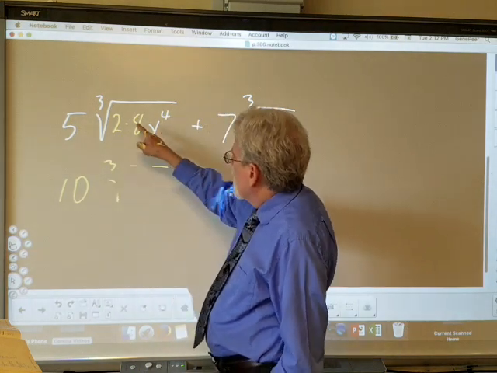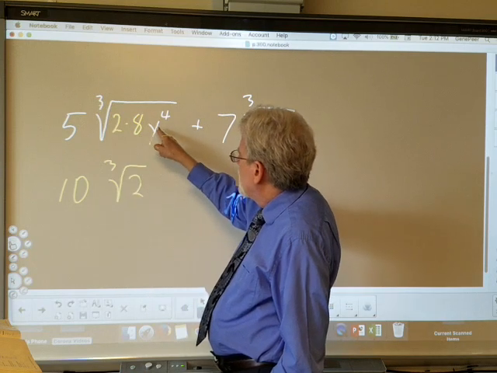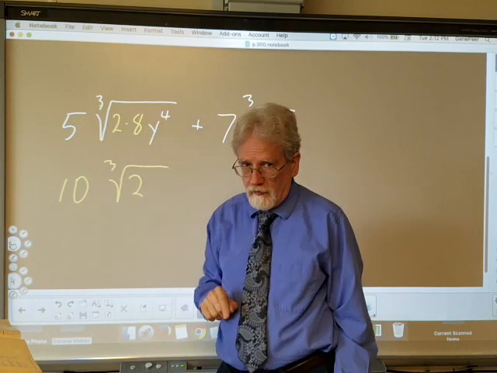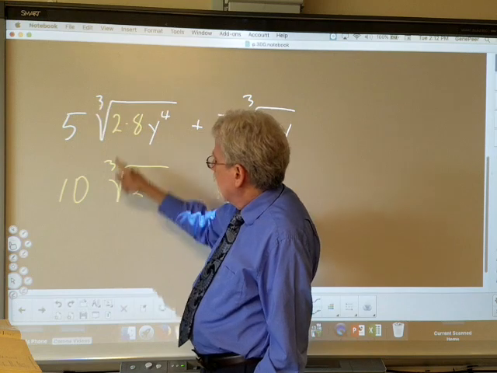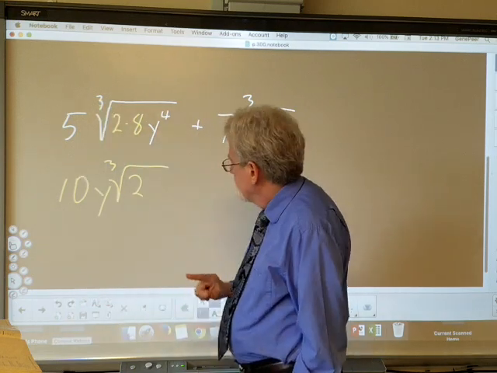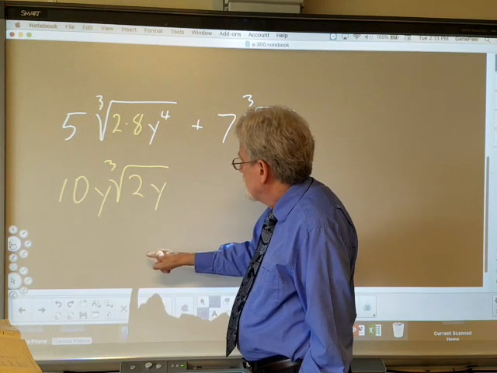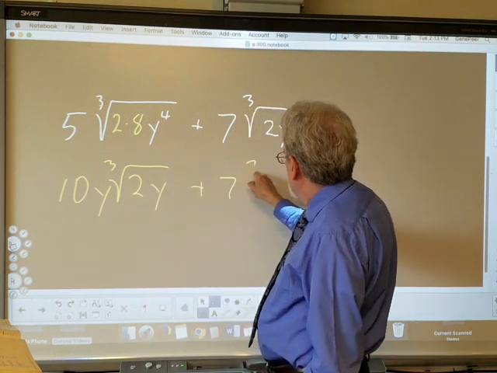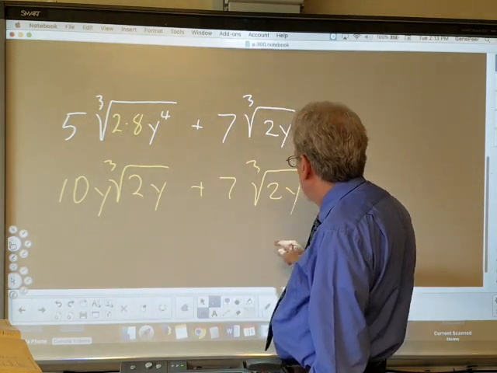But wait a minute, I can take out any multiples of 3. I can take y to the third out of this. Cool. Y to the third comes out. No absolute value, it's an odd index. And I'm left with a y. Nothing to simplify.